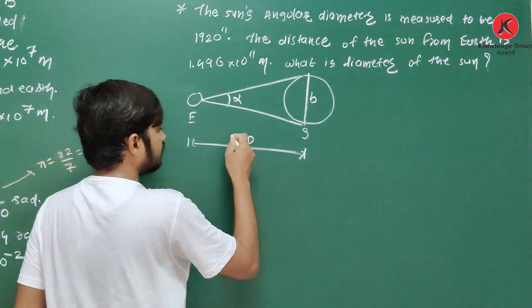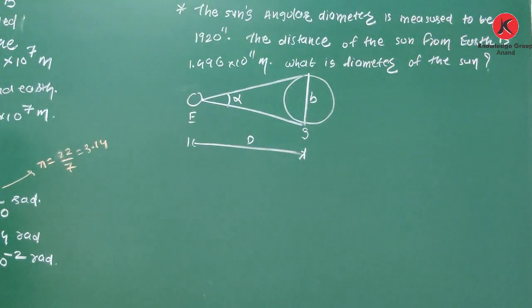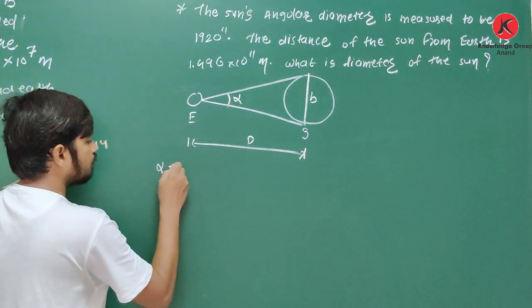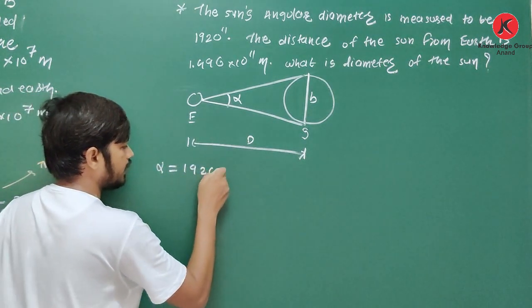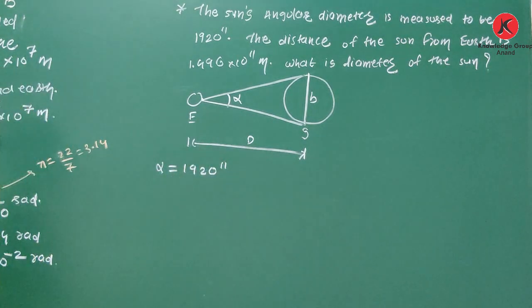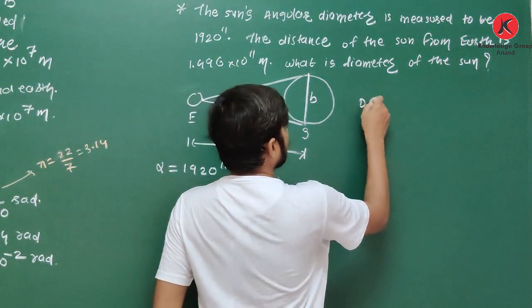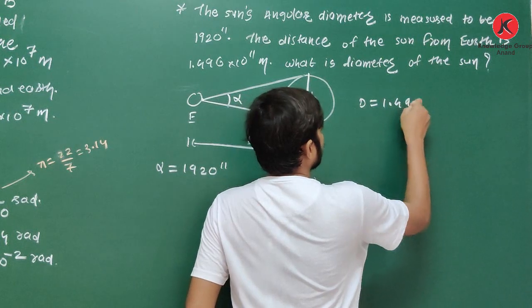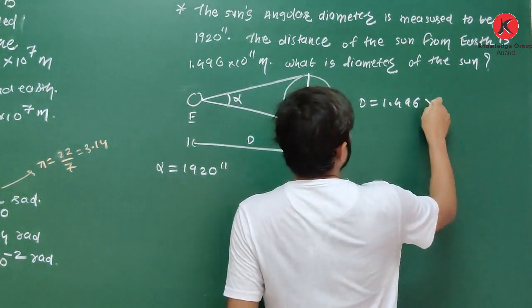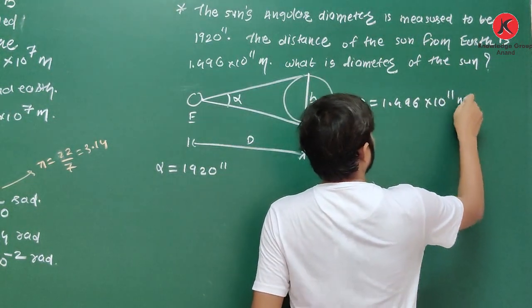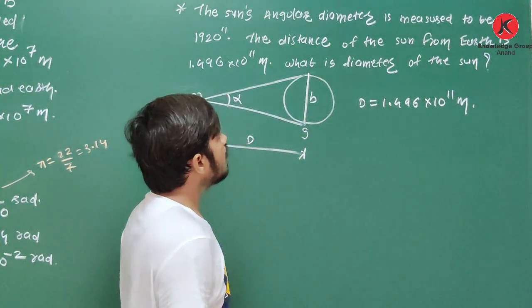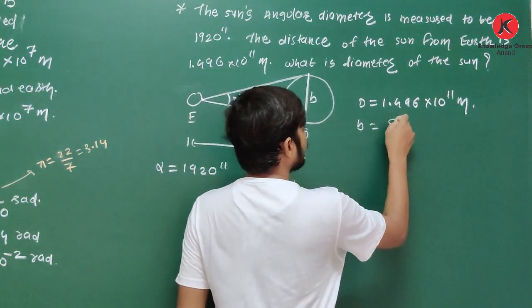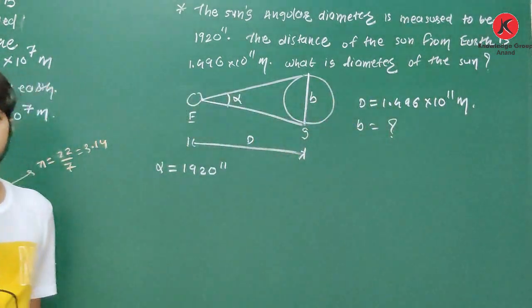And here it is, D. Okay, yes, what is given? The sun's angular diameter, alpha, is equal to 1920 seconds. The distance of the sun from Earth, capital D, is equal to 1.496 into 10 raised to 11 meter. You have to find the diameter of the sun, that is V, equal to question mark.